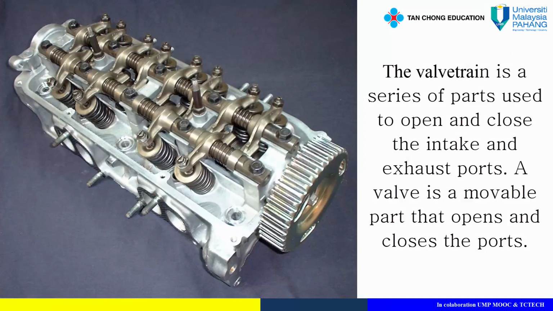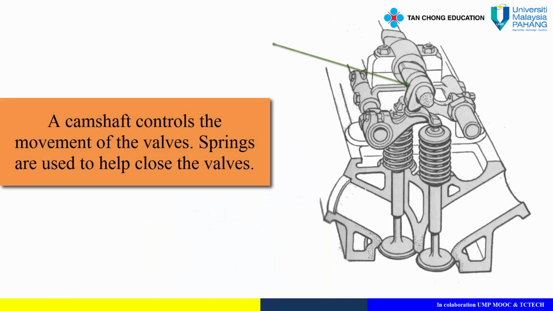The valve train is a series of parts used to open and close the intake and exhaust ports. A valve is a movable part that opens and closes the ports. A camshaft controls the movement of the valves. Springs are used to help close the valves.